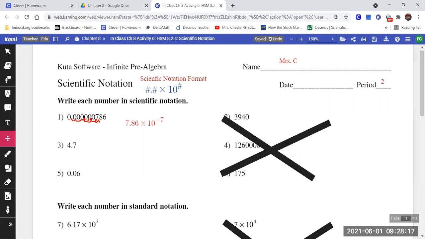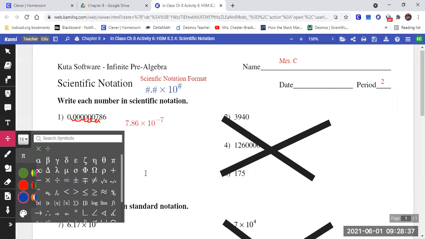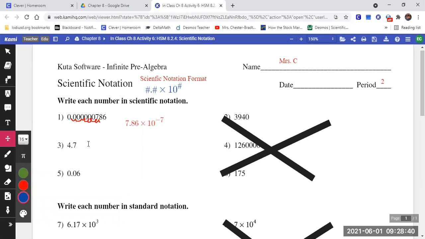So all you're doing is jumping the decimal, and then because it was a decimal form to start, it's a negative exponent. If it's a whole number form to start, it's a positive exponent. Okay, do we have one number in front of the decimal point for this particular problem? Because to be scientific notation, we have one number in front of the decimal, and that's it. Do we have a number in front of a decimal and only one number in front of a decimal?